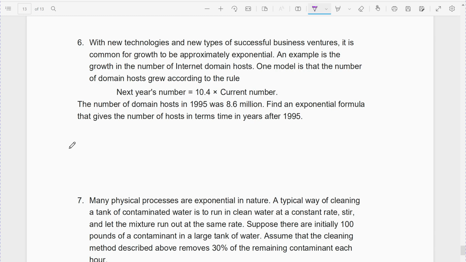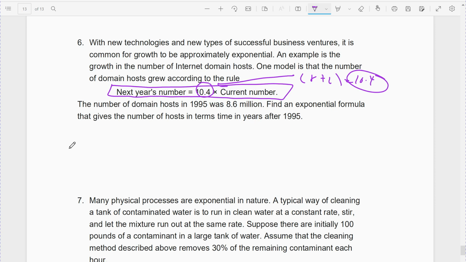Next year's number equals 10.4 times the current number. The number of domain hosts in 1995 was 8.6 million. Find the exponential formula that gives the number of hosts. So what this is telling you is, this is the future value, this is the current value, this is the r plus 1. So it's growing pretty fast.